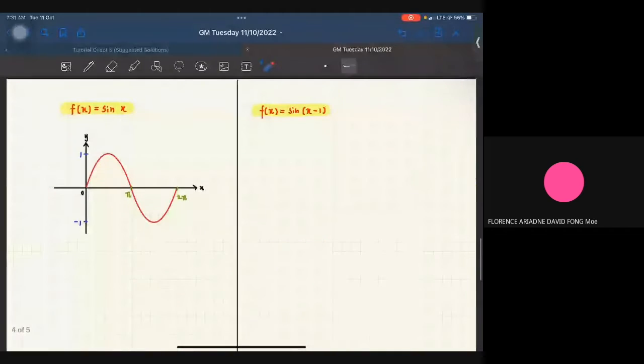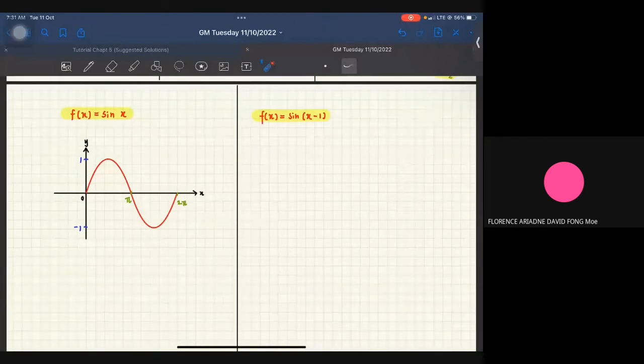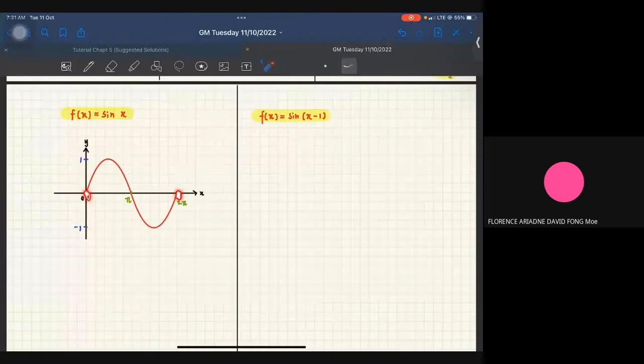But before that, let's take a look at this one first. Here I have the graph f(x) equals sin x. It is our basic graph, with no additional changes, not negative, just x alone here. When it is x alone, our graph looks like this, meaning it starts at 0 and ends at 2 pi.